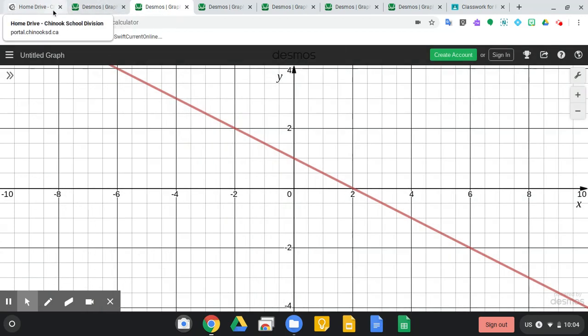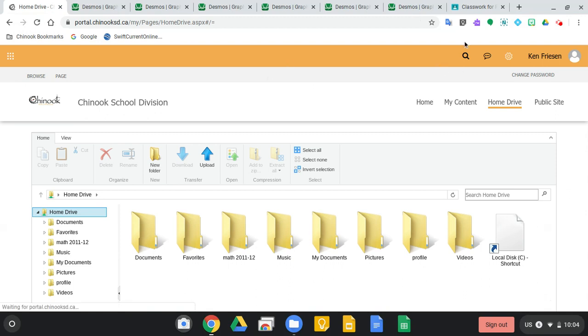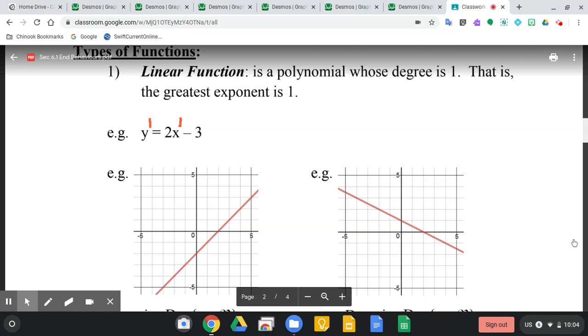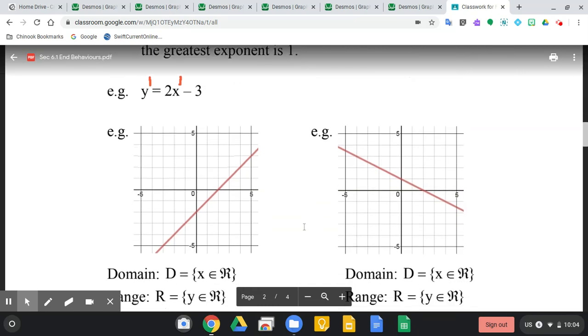So if we go back to our notes, oh, sorry, wrong window. That's going to be annoying. I'll have to see if I can find a way of turning that off.